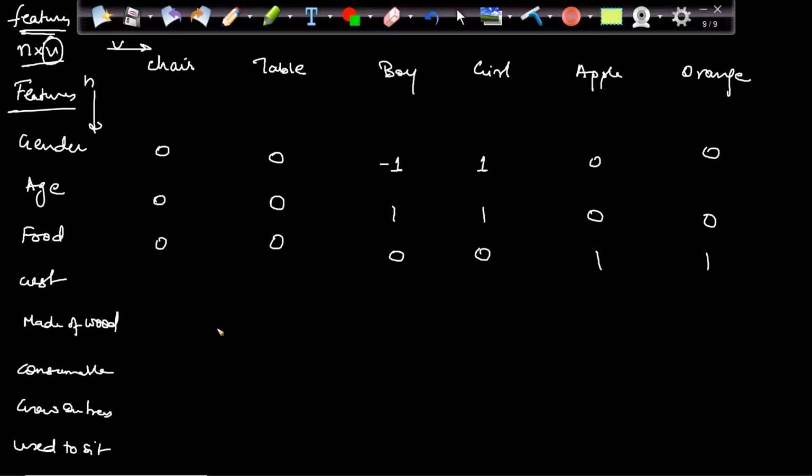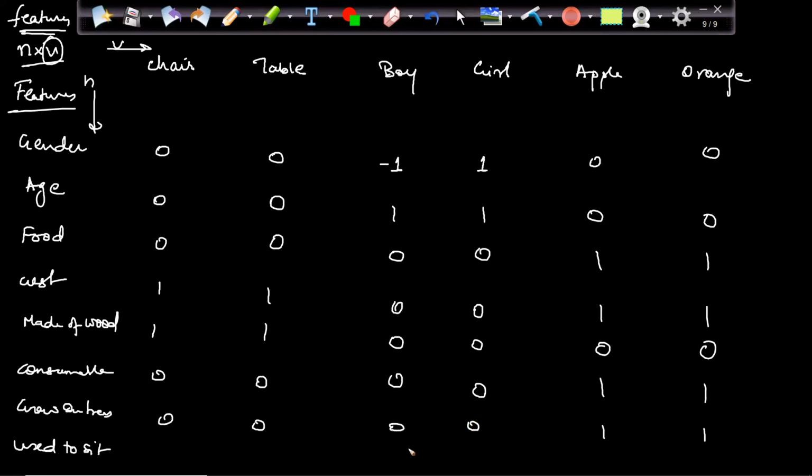Cost. Table has a cost, yes. Chair, yes. Boy, girl, no. Apple, orange, yes. Made of wood: chair, yes; table, yes; boy, no, no, no, no. Consumable: no, no, no, no, yes, yes. Grows on trees: no, no, no, no, yes, yes. Used to sit: chair, yes. Table may not be right, so let's make it 0. Then no, 0, 0, 0, 0.